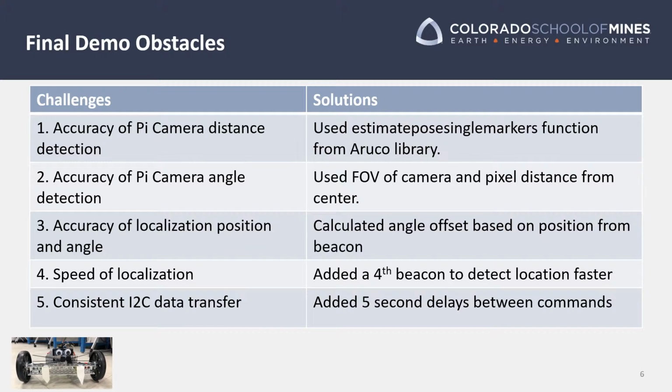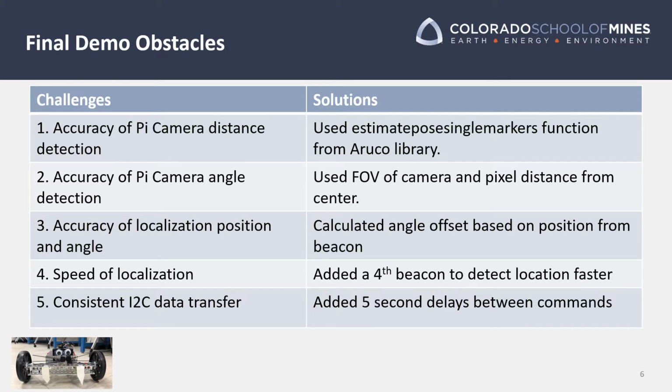The challenges the team faced in localization were the accuracy of position and angle, also the speed of localization. And to resolve these issues, we had to calculate the angle offset based on position from beacon. Also, we had to add a 4th beacon to detect the location faster. The last challenge we faced is the consistent I2C data transfer. We had to add 5 second delays between commands in order to avoid skipping sending commands between the Raspberry Pi and Arduino.